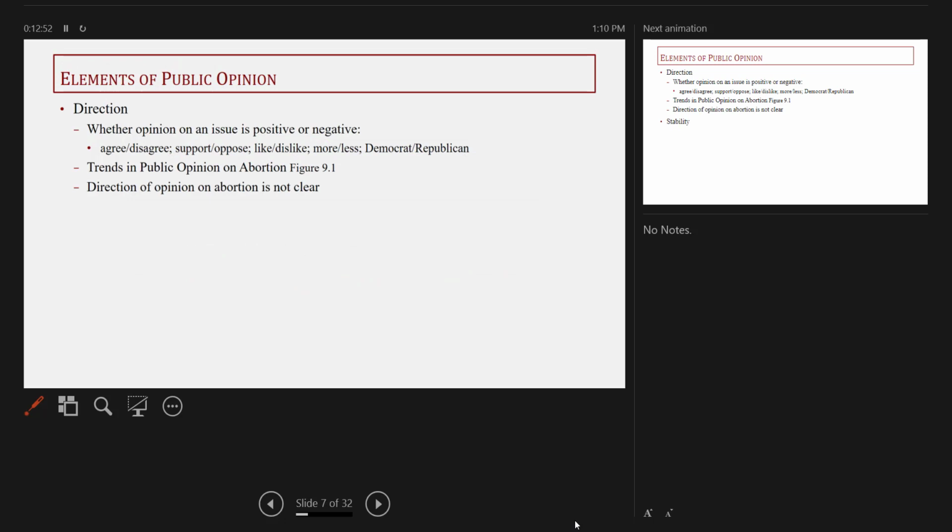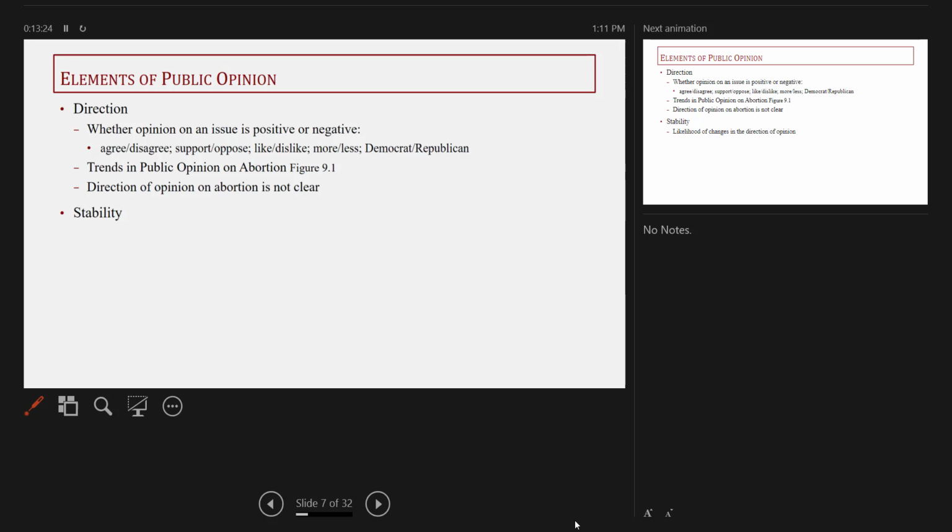you would have a very difficult time, because the direction of public opinion on abortion is not clear. While there is a majority or close to a majority that says it should be legal under certain circumstances, there's a lot of range in there, and there are a slightly larger percentage that say it should always be legal than those who say it should never be legal, but that's not a big difference. So the direction of public opinion on abortion is not clear.